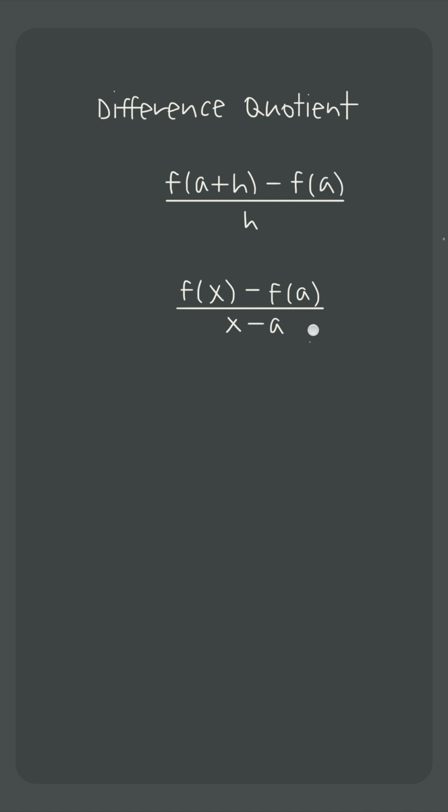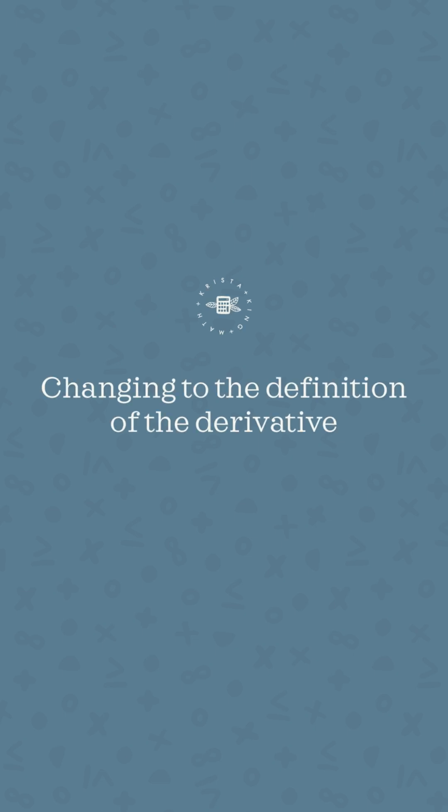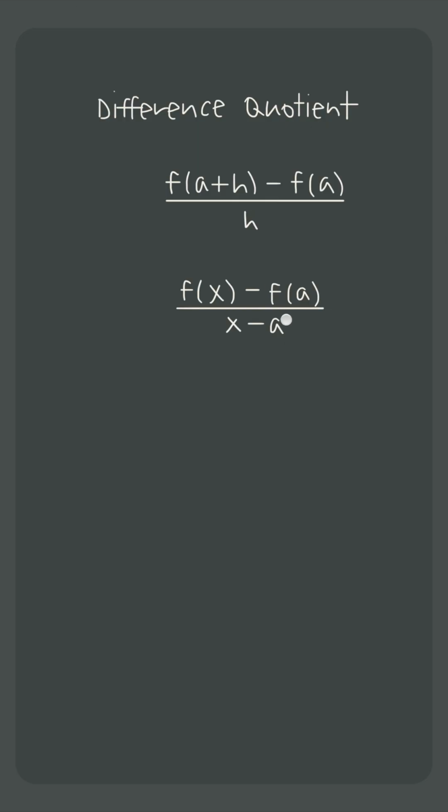x equals a. And this second formula looks at two points, x and a, that are some distance away from each other. In either case, in order to turn the difference quotient into the definition of the derivative, we just apply a limit that makes this distance go to zero. In the first formula, h is the distance, so we take the limit as the distance h goes to zero.